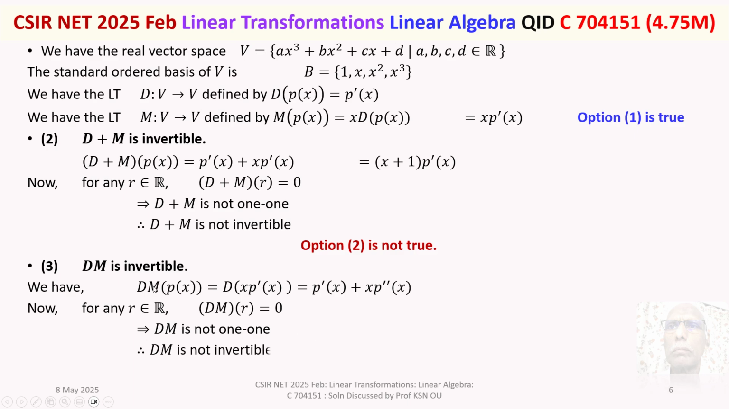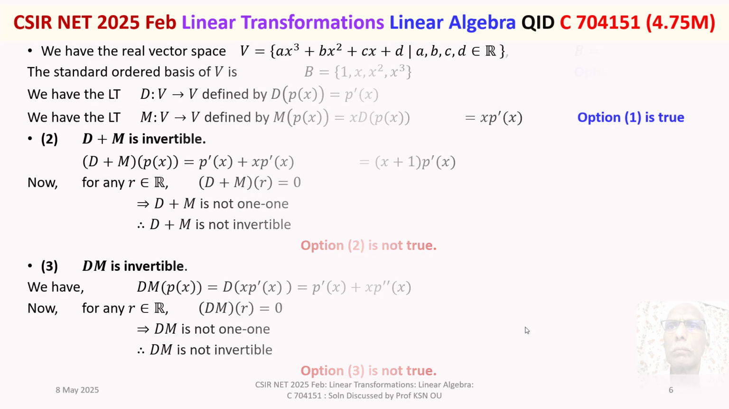Therefore, option 3 is not invertible. Option 3 is not true. Agreed. We move to the next slide.